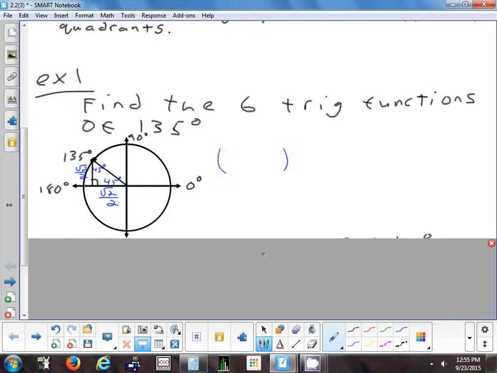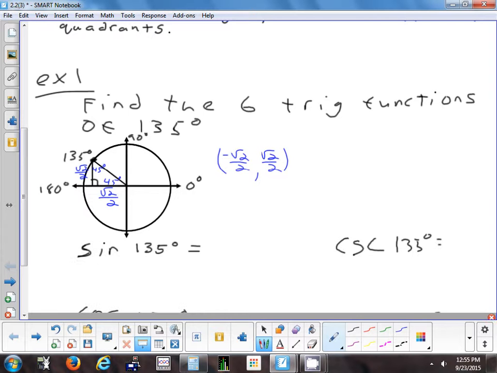Cooper, could you give me the coordinate? Negative square root 2 over 2, square root 2 over 2. Perfect. And that's the only difference today. The only difference is you might have a negative in the first one, negative in the second, or negative in both. But the numbers themselves are the same. It's just a negative.